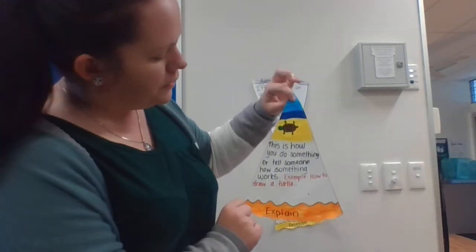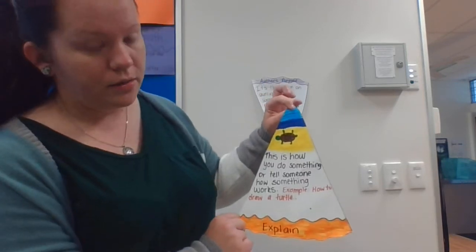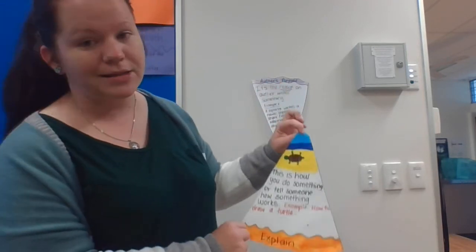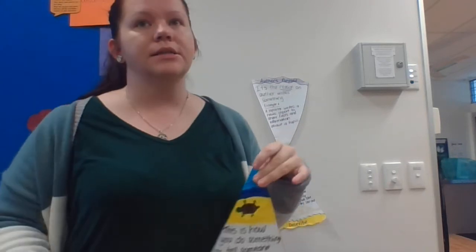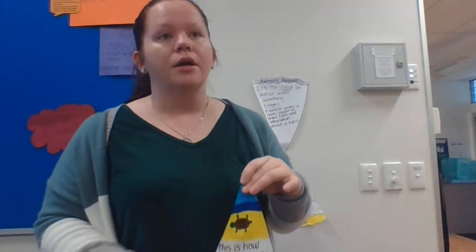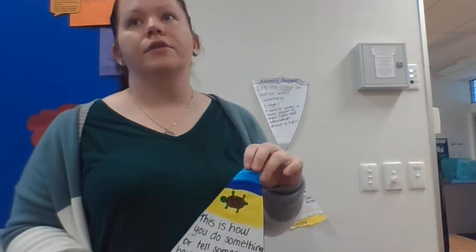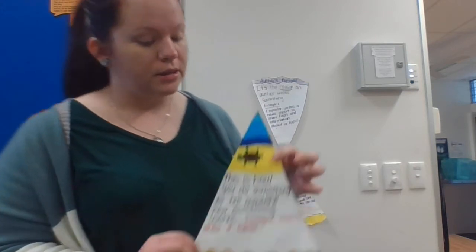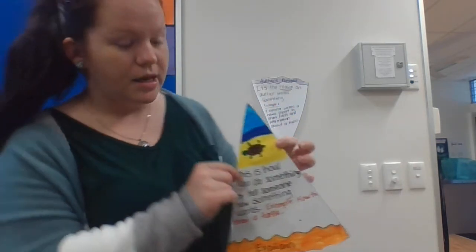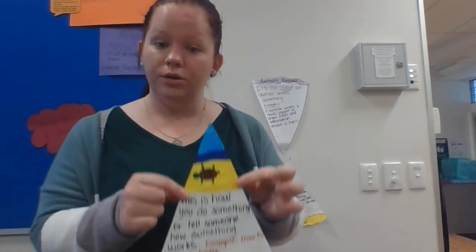So this is how you do something or tell someone how something can work. So this is things like recipe books, trying to explain how, for example, you get up in the mornings. The example that someone's got here is how to draw a turtle.